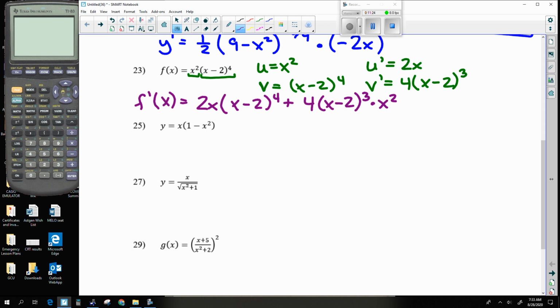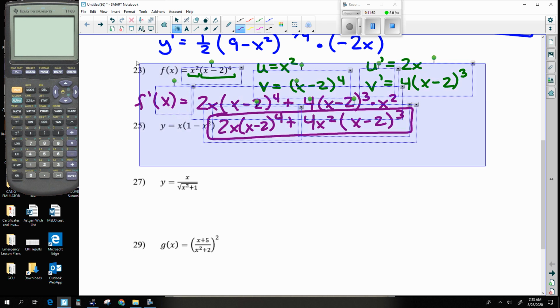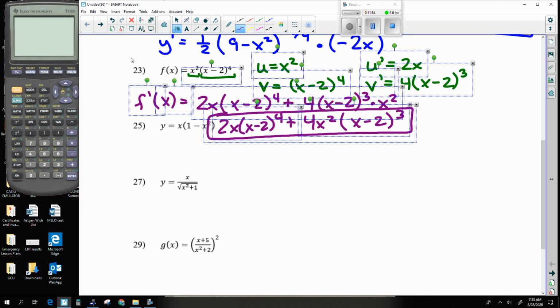Not really a whole lot of cleanup in here. What I would probably do is turn this into a 4x squared. That's pretty much the cleanup that I would do. Let me minimize this so I can see the next problem and I have room to work. This problem kind of took some space.